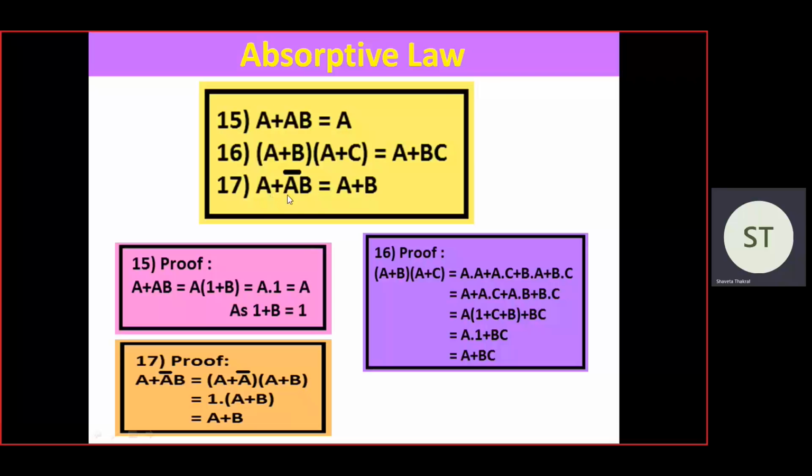So we can write it as (A plus A complement) dot (A plus B). And what is A plus A complement? In the OR law we have discussed, A plus A complement is 1. So 1 dot (A plus B), and 1 dot something, in the AND law we have seen, will be that particular value, that is A plus B. So in this way we can verify the absorptive laws.